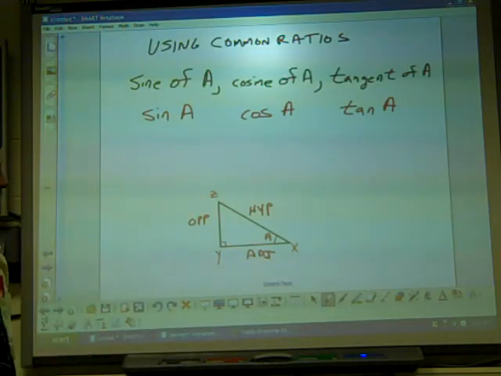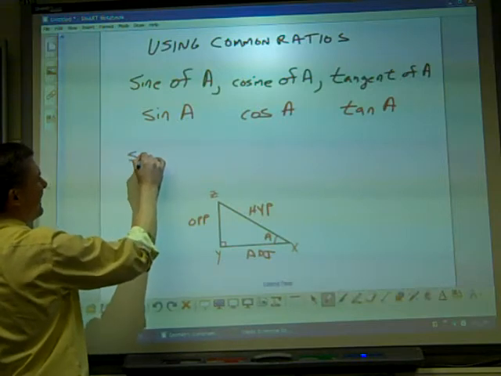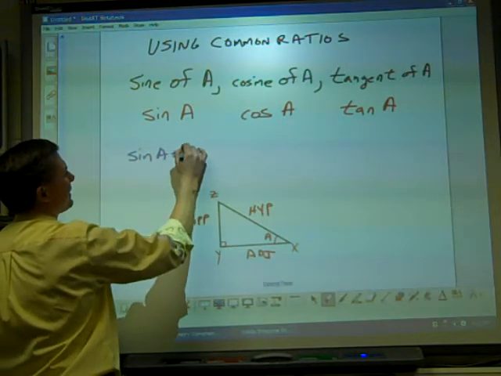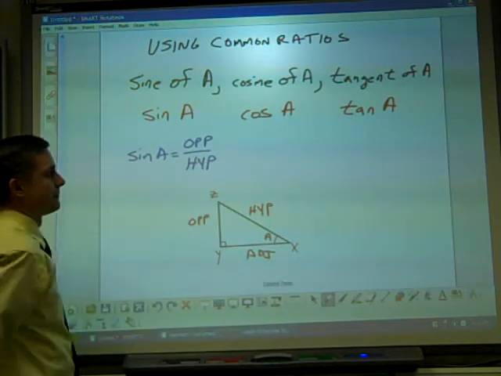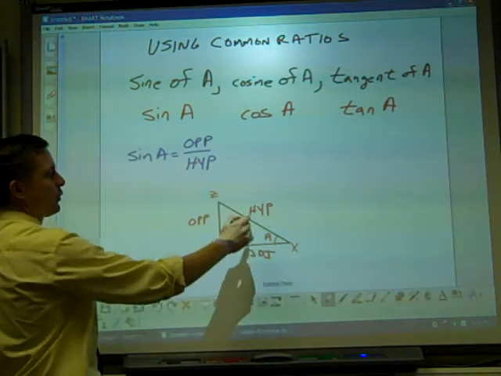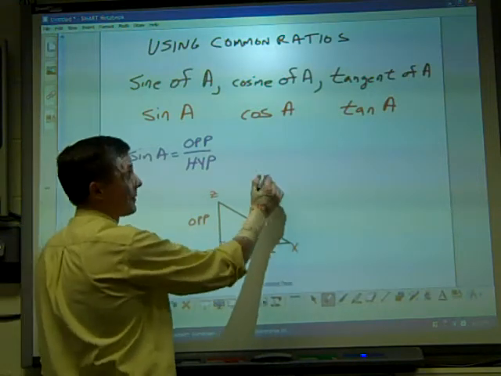If I come back here, we identify sine as the opposite leg over the hypotenuse for the ratio. We identify the cosine, it's this over this for sine. We identify cosine as the adjacent over hypotenuse.